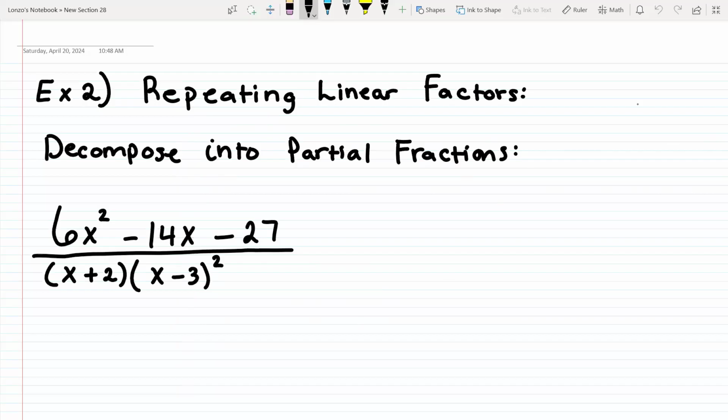Hello, in this video I will decompose a partial fraction with a repeating linear factor. So the direction says decompose into partial fractions where we have 6x squared minus 14x minus 27 all over x plus 2 parentheses x minus 3 squared. So we have a repeating linear factor.